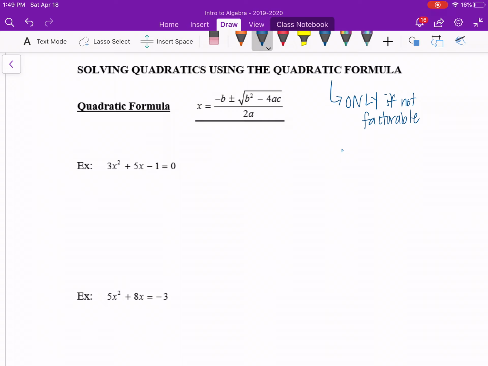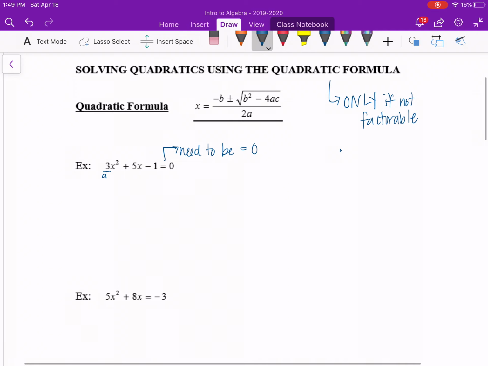So it does also need to be set equal to 0, just like your factoring. That's going to be our first step. And then a is going to be your coefficient for x to the second, b is your coefficient for x, and c is your constant number. If any of those are missing, we can use a 0, but x to the second, a, your x is your b, and your constant number is your c.